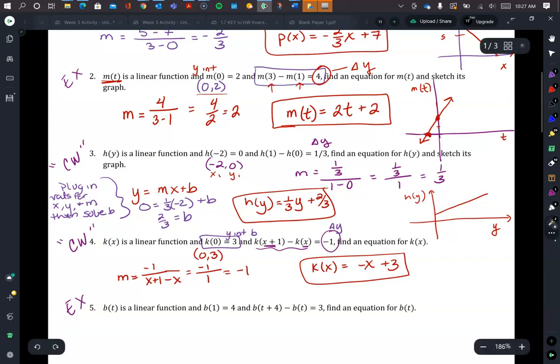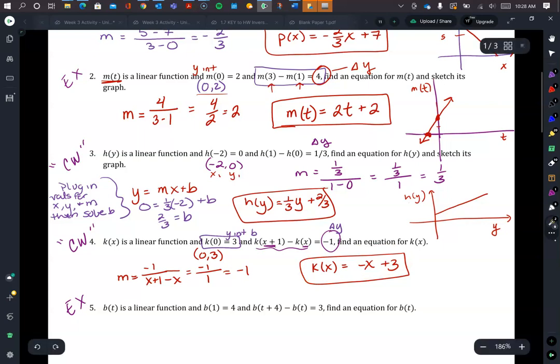So now the number 4 came out to be, b was our 3, and then I had to find the difference for the denominator here. I had -1 was my delta y. My delta x was x plus 1 minus x, giving me just 1. So these cancel out, right? And then I have k of x equals -x plus 3. So I hope that went well for you. Let me know if you have any questions.